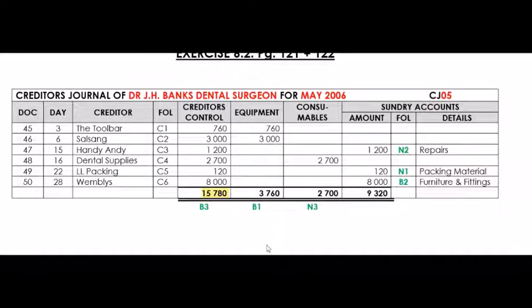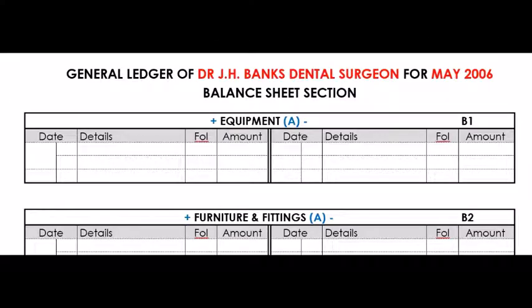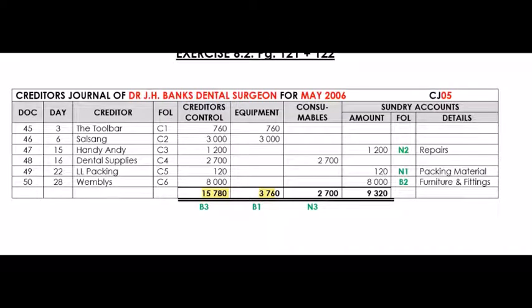Okay, so let's start with equipment. This 3,760 Rand in equipment will go to the debit side of the equipment account. Because it's a column total, you will post it on the 31st of May 2006. The contra account is creditors control. We're working with the CJ and the value was 3,760 Rand.